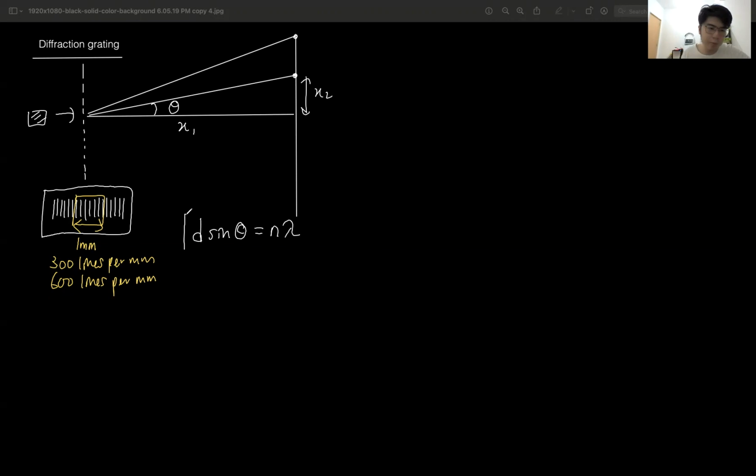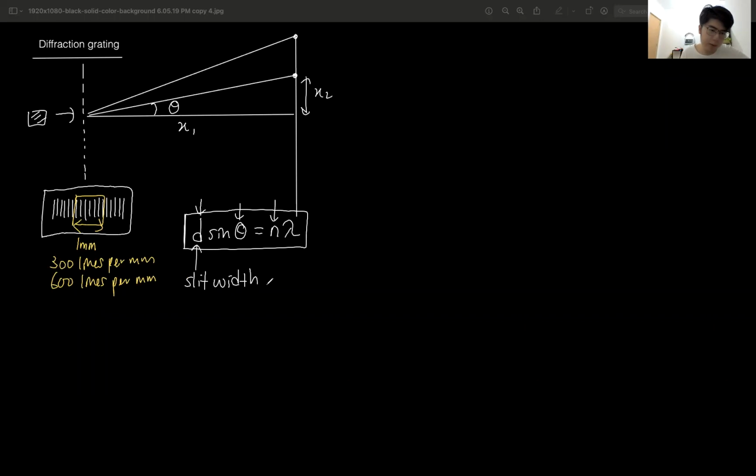This is the only formula you need in the diffraction grating section. Now, once you have the angle, you have the order as well, the higher order, order 1 or order 2. And also you have this d here. What is this d? This d is the slit width.